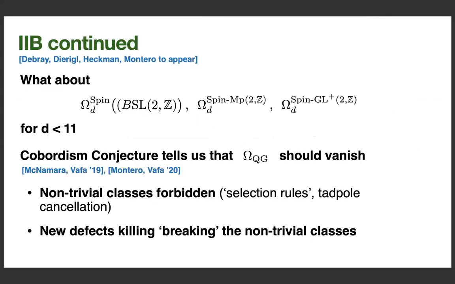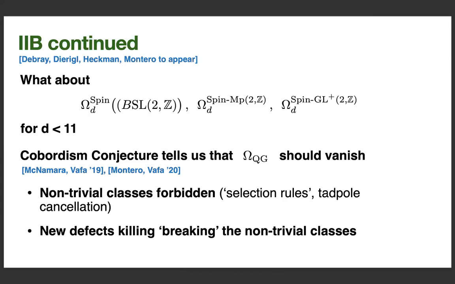So with that, let me come to the outlook. Well, we calculated omega 11. So what about the lower classes? We calculated those as well, in all different versions: we have the bosonic part of type 2B, then only the spin-MP2, and then the full spin-GL-plus. Now the bordism conjecture would tell us that all these bordism classes should vanish, because if they don't, they generate a charge of the global symmetry in the ten-dimensional string theory.